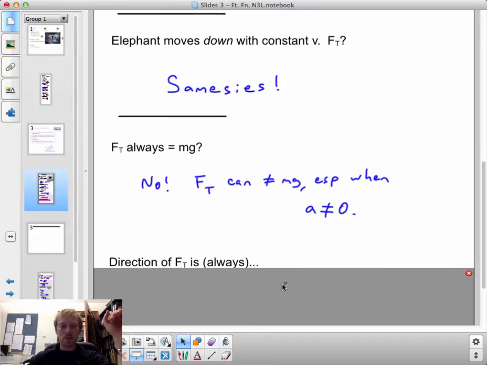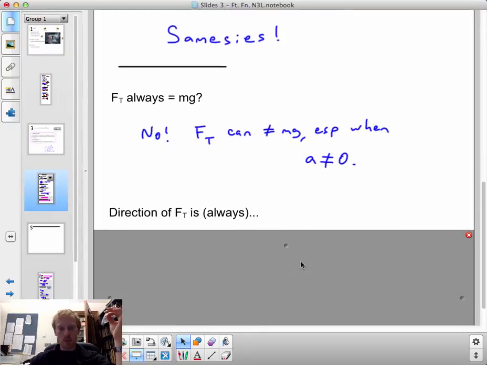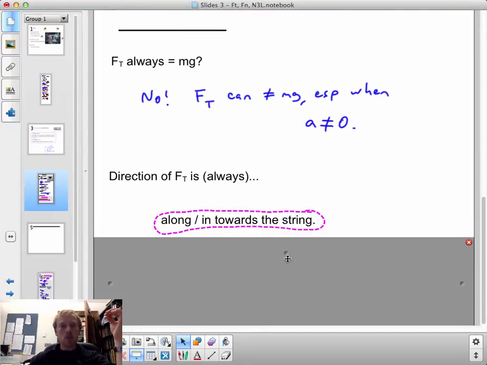What direction does a tension force always point? It always points inward towards the string. So if I'm holding an elephant here and there's a string above it and the string is exerting a force on the elephant, that force will be exerted along the length of the string.